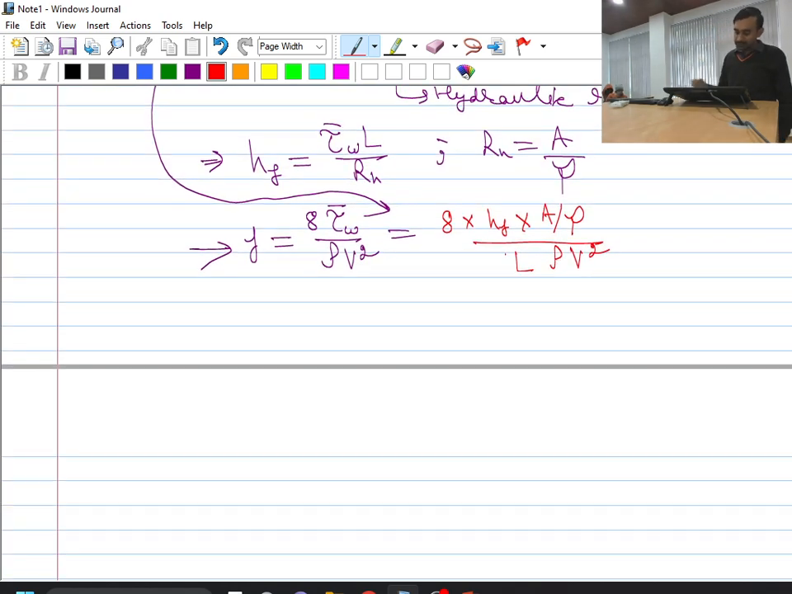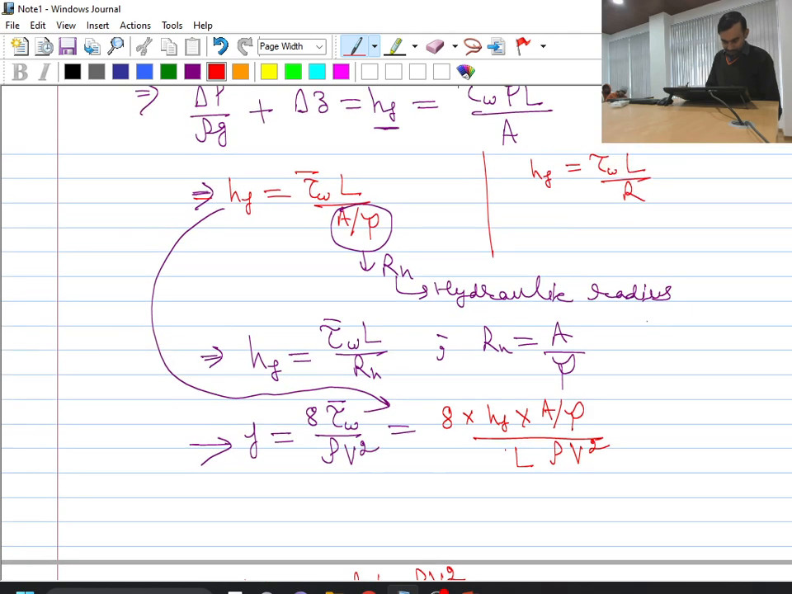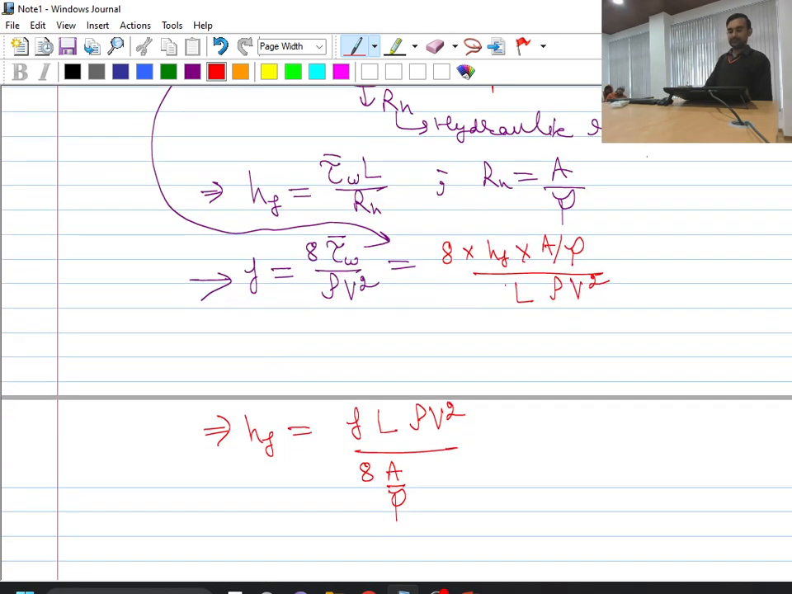So from here, your hf will become f into L into rho V square, divided by 8 into A by perimeter. Is this one clear? That is what I am getting from here. What I told you is that f is equal to 8 tau w by rho V square, so this has become equal to 8 times hf into A by perimeter by L rho V square. So from here hf comes out to be f L rho V square by 8 A by perimeter.